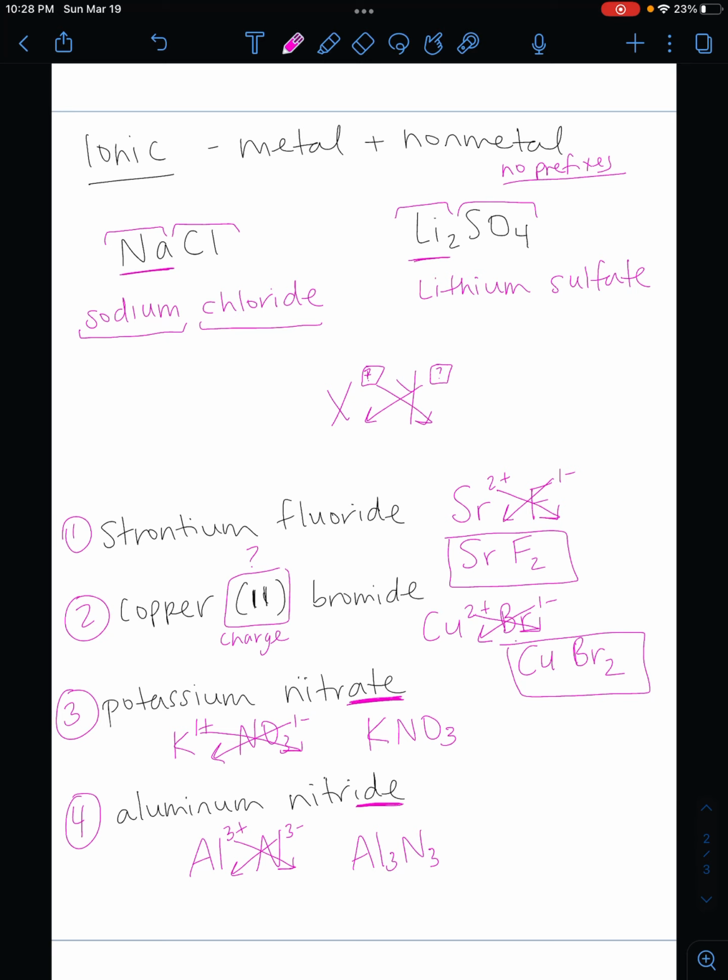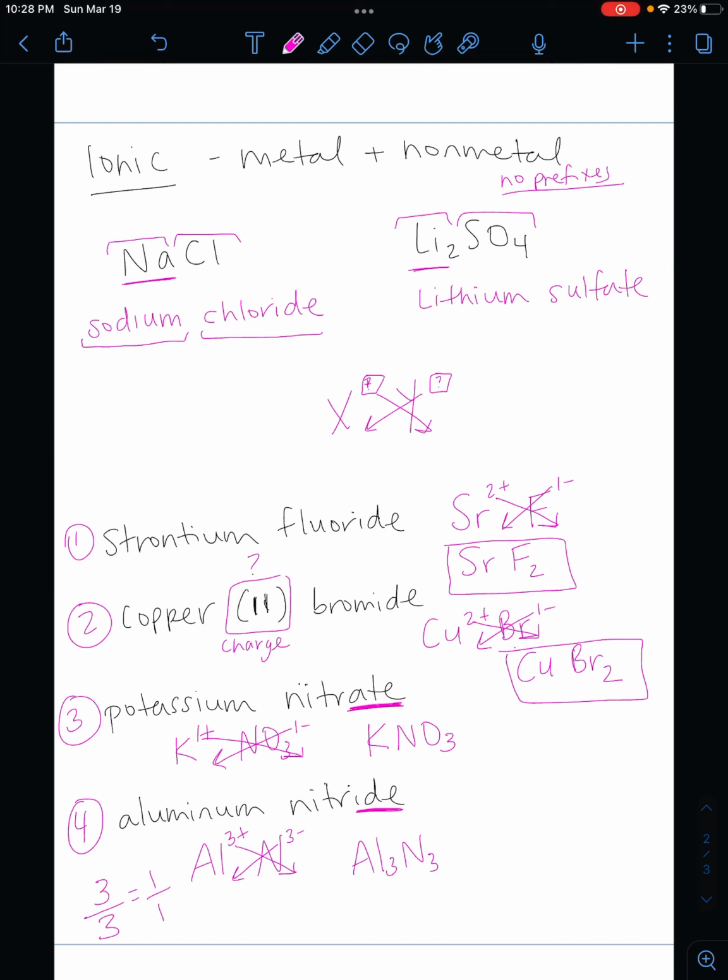Okay, this is not wrong, but because this is an ionic compound, we usually write them in simplest format. So it would be like your math teacher taking 3 over 3, right? Your math teacher is going to tell you that that's the same thing as 1 over 1. So instead of writing Al3N3, we're just going to write Al1N1. Okay, remember those 1s are invisible.